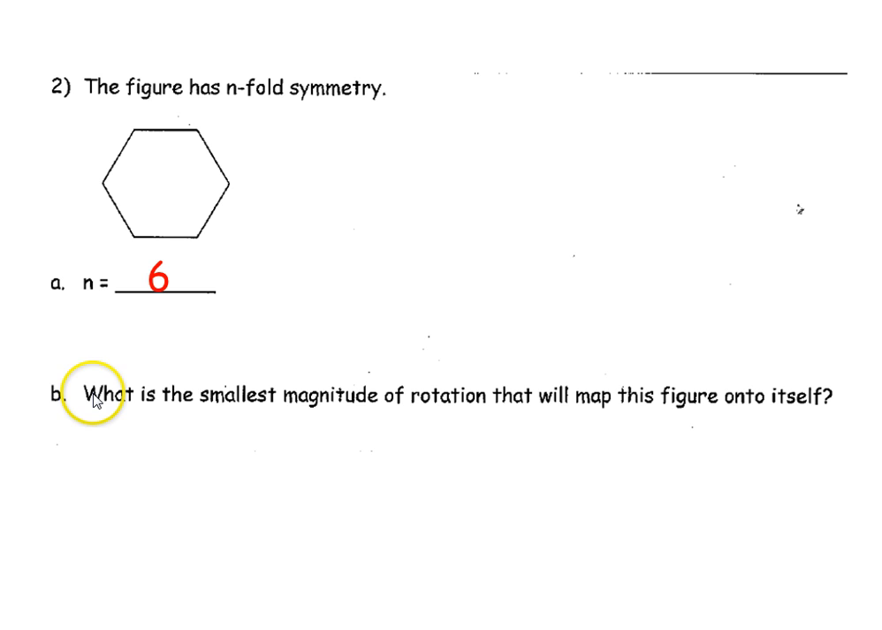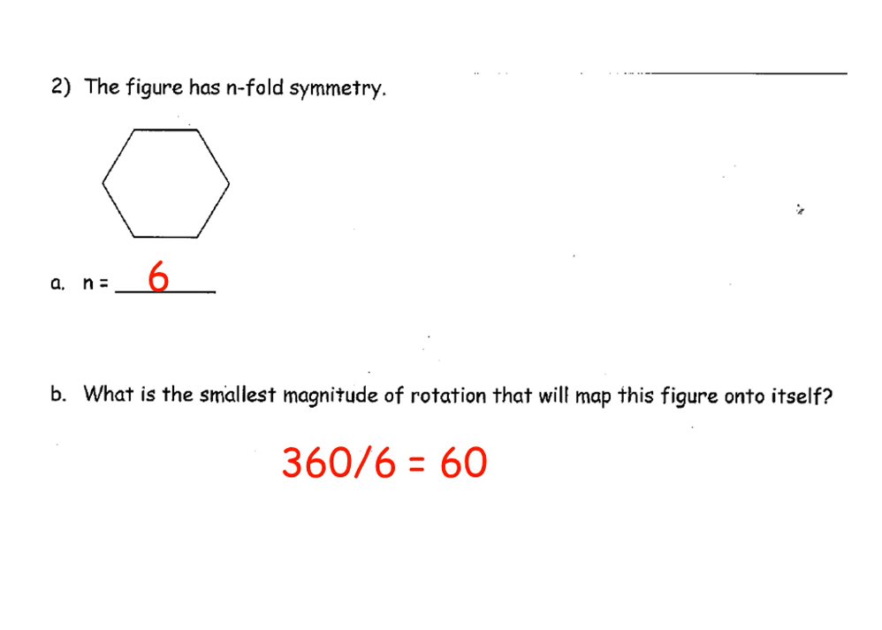Part B asks, what is the smallest magnitude of rotation that will map this figure onto itself? So what that means is just what's the smallest degree of rotation you can turn that thing to make it look exactly as it appears now. And that turn will come from when this side ends up right here. And all of these rotations are exactly the same measure because it's a regular hexagon.